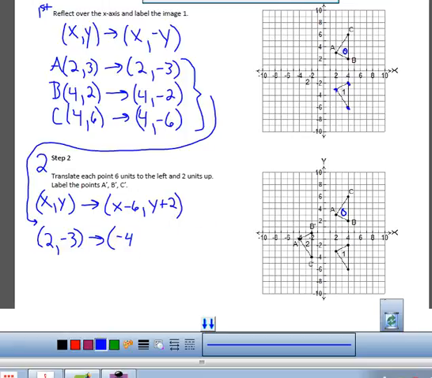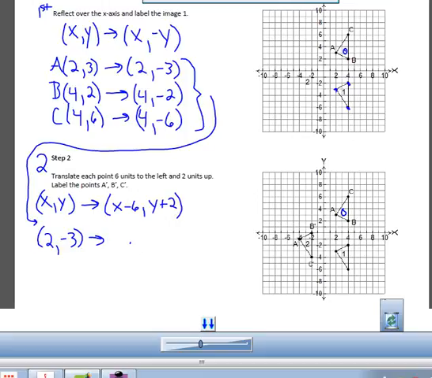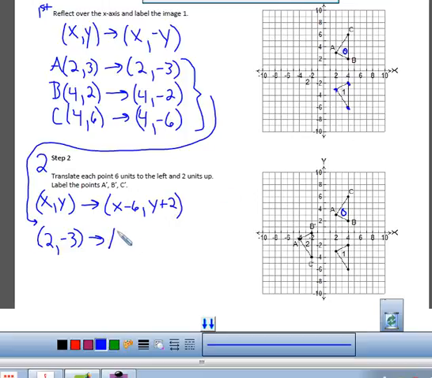Whoops, let me fix something here. Sorry. This is going to be our final answer, so it's going to be A prime. So what did I say? It's -4. And then -3 plus 2 is -1. And then that's this point here, my A prime on the graph next to it. And I'm going to do that for all three of these. So I'll go ahead and write the other 2 points that I'm going to use: (4, -2) and (4, -6).